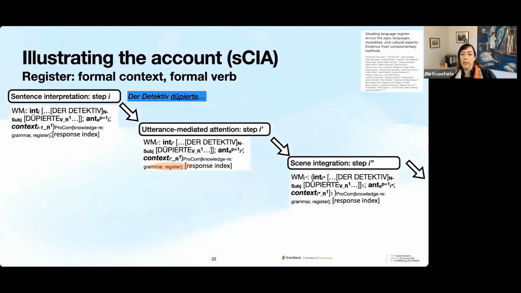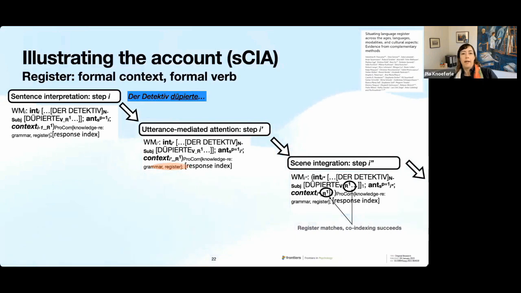You then get to the scene integration step, I double prime, where you're bringing together the interpretation and the context, and you have a match here effectively. Co-indexing stays as a mechanism and succeeds in this case. So what does that mean for eye tracking and reading times? Well, it means relatively quick reading times. You've got a match here that relates then to relatively quick reading times.